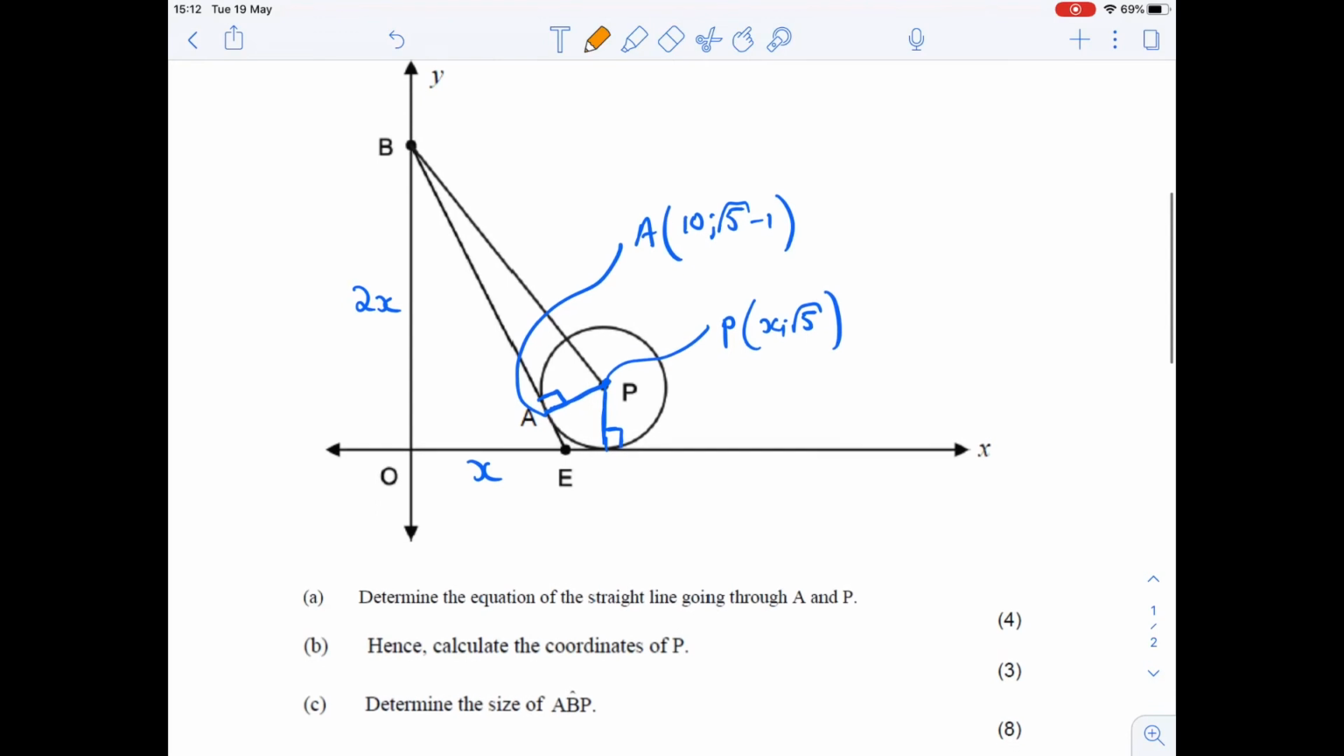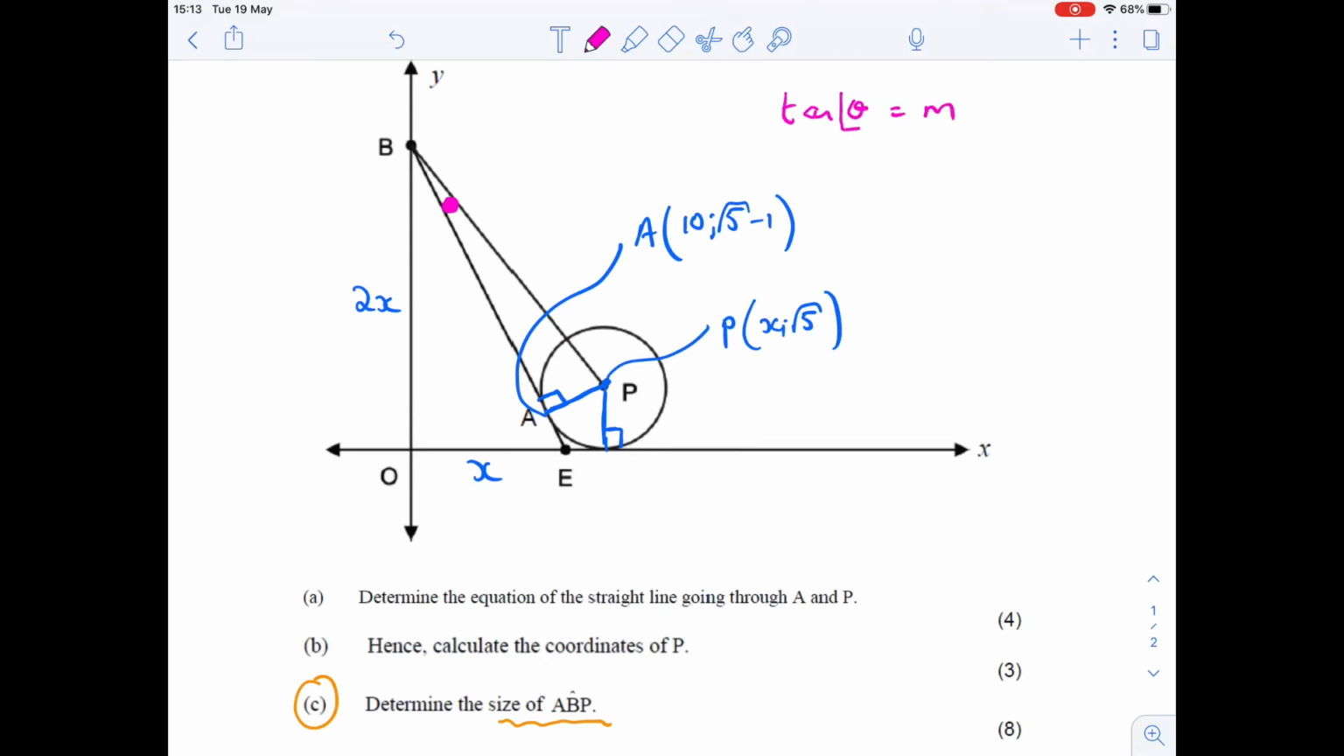Okay, grade 12. So with number C here, we need to determine the size of angle ABP, which is sitting, it's got a nice bright color, sitting over there, angle ABP. So now, I think one of the first things to remind ourselves is what we're going to be dealing with: tan of an angle equal to a gradient.